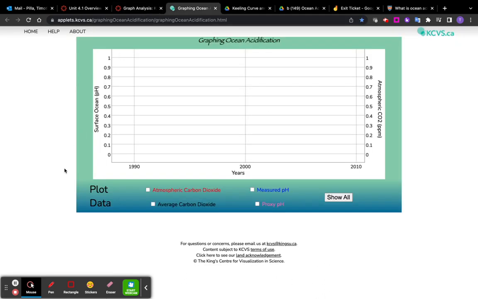Now, these graphs are getting more and more complicated. Instead of looking at two different graphs, what they did was plot two different graphs on the same graph. So you'll find that we have two different Y-axes. On the left, we have surface ocean pH that they measured. Over here we have atmospheric CO2. Whichever one you click, atmospheric carbon dioxide, you're going to look at this side to see the numbers for that. And if you click measured pH, you're going to look at this side to see the values for that.